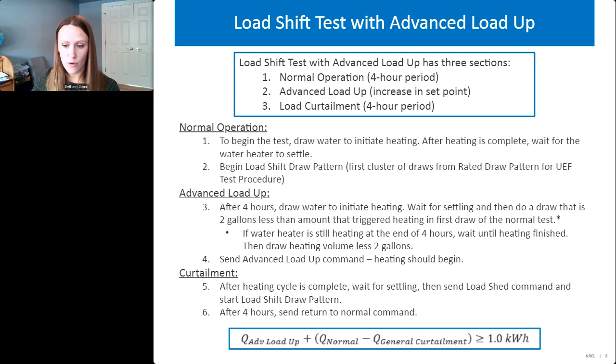The equation for calculating the load shift is the same, but because the advanced load up allows the set point to increase, we do expect a larger load shift. And so for the advanced load up case, the load shift should be greater than or equal to 1 kilowatt hour instead of a half.